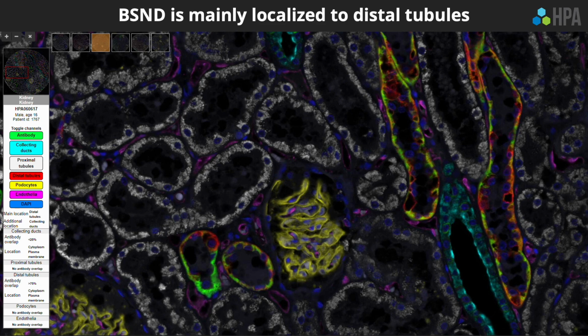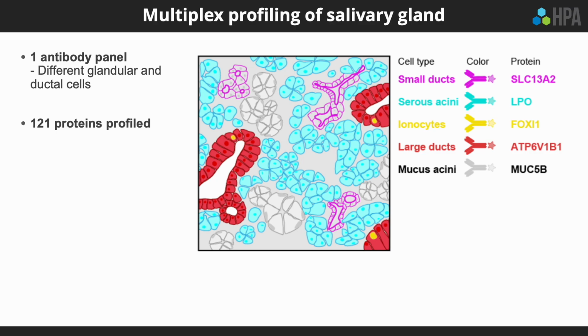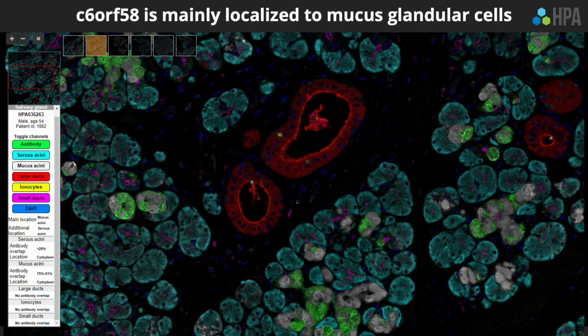And finally, we also built a panel for salivary gland that harbors different types of ducts, both large and small ducts, and different types of glands. So here's an example of an unknown protein that was not described before. So it's an ORF protein that we here could see that it's mainly localized to mucus glandular cells in salivary gland.